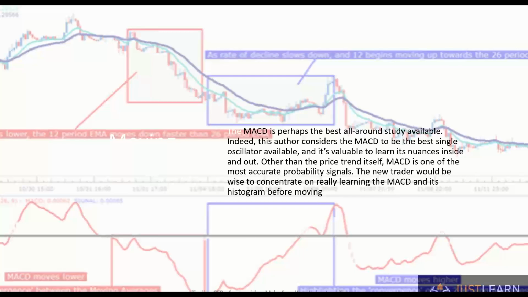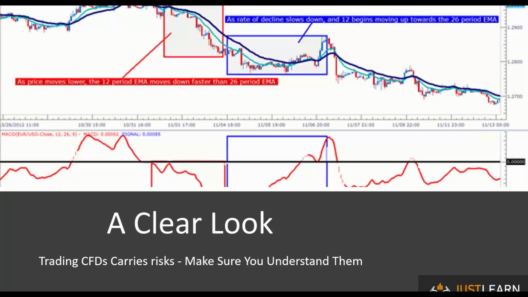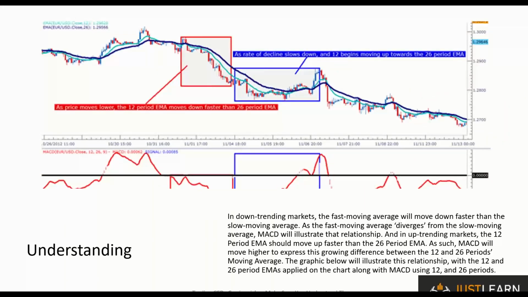Indeed, this author, myself, considers the MACD to be the best single oscillator available, and it is valuable to learn its nuances inside and out. Other than the price trend itself, MACD is one of the most accurate probability signals. The new trader would be wise to concentrate on really learning the MACD and its histogram before moving on, because MACD gives you a clear look at what the market is doing.